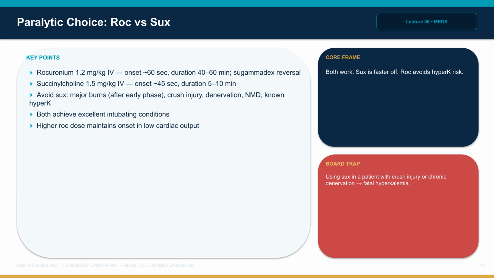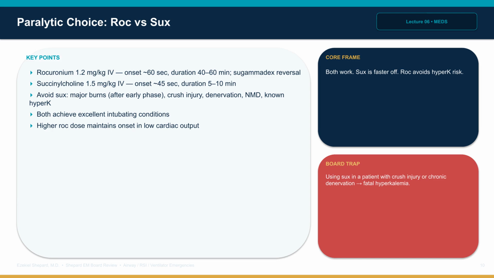The classic ITE list is burns greater than 24 hours old, denervation injuries such as stroke or spinal cord injury greater than 24 hours old, crush injuries, chronic neuromuscular disease such as muscular dystrophy or ALS, rhabdomyolysis, known hyperkalemia, and personal or family history of malignant hyperthermia. Within the first 24 hours after a burn or denervation event, succinylcholine is still safe. The hyperkalemic response develops as upregulated extrajunctional receptors mature.